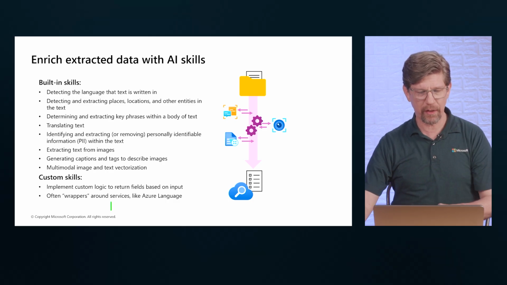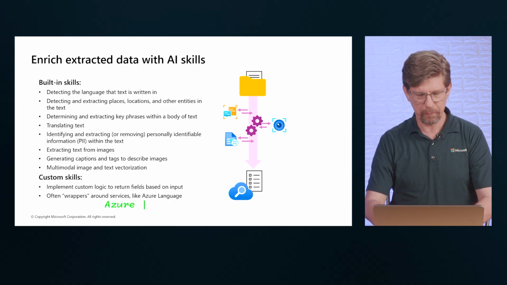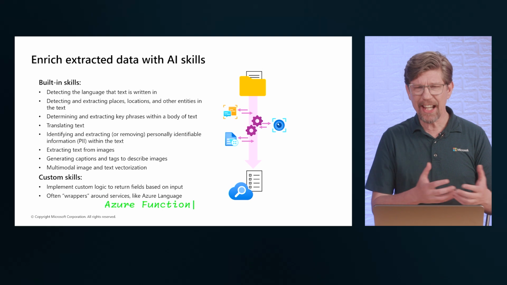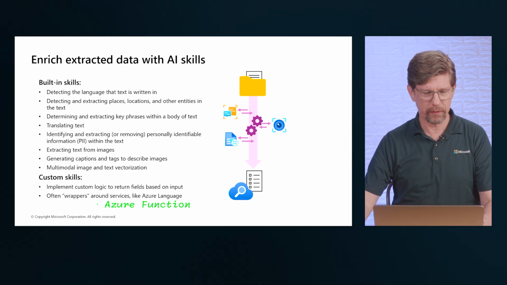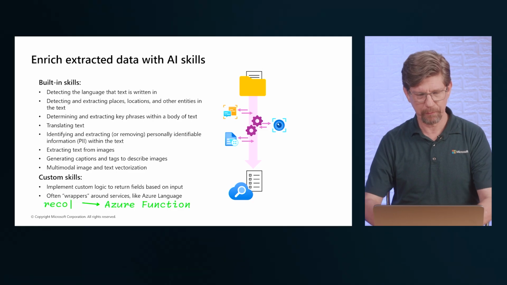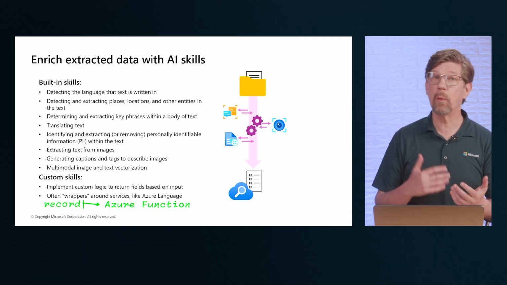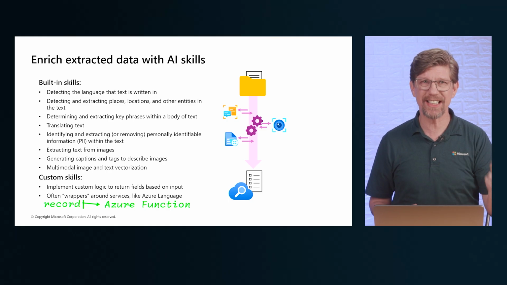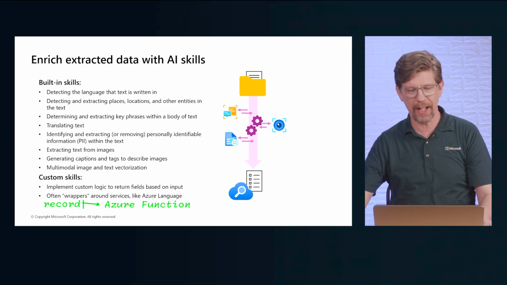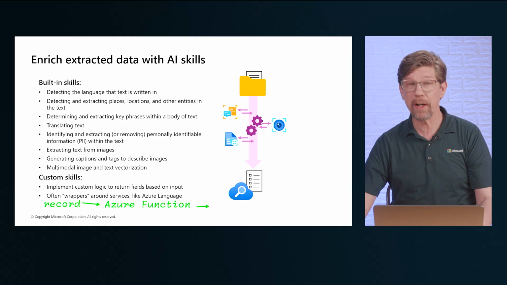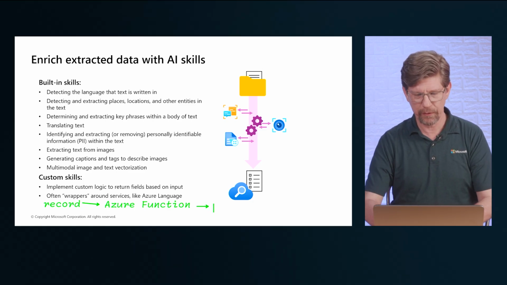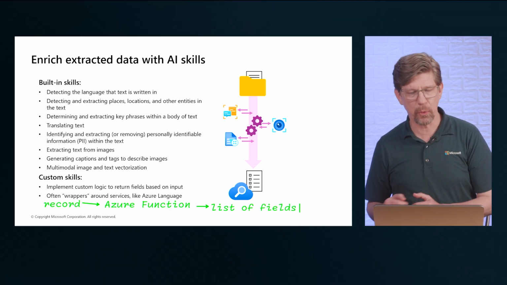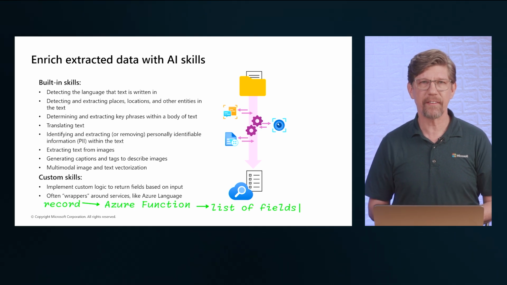Often you are looking at things like creating an Azure function, and that Azure function can receive into it a record or one or more records. A record is going to be the content as the unenriched version is seen. That information is passed into your Azure function, and then your Azure function is going to do whatever magic it does and return a list of fields that can be used to store inside of the search service.